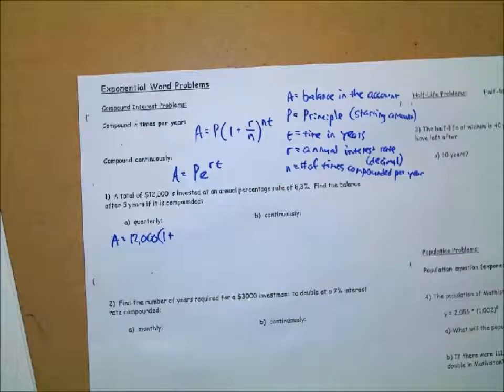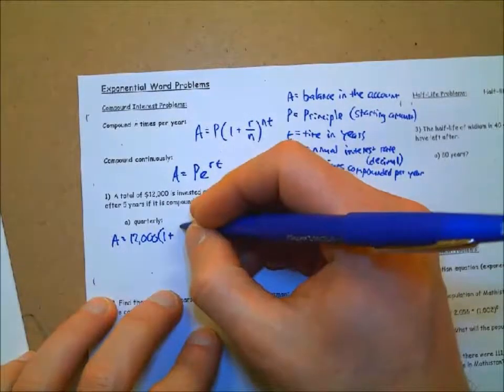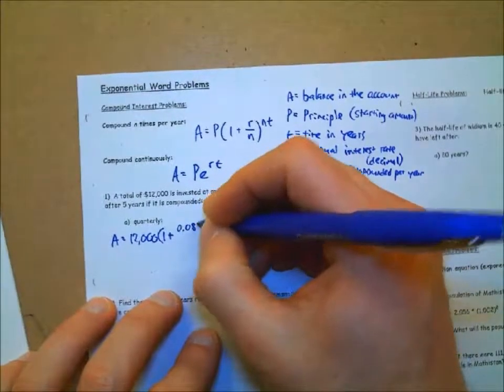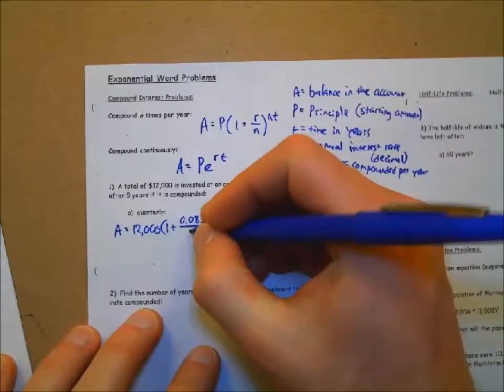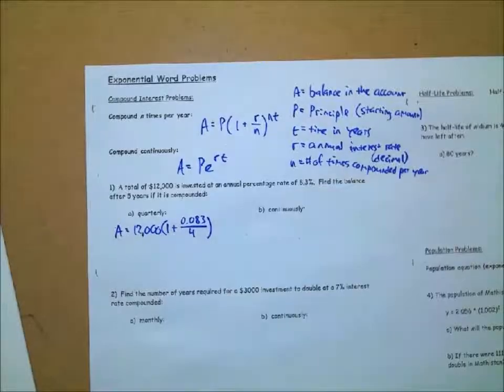Yeah, 0.083, either way you want to say it there. Yep, I'll do the 0.0 part just because that's what I said first. Over N, number of times per year. Well, if it's compounded quarterly, how many times is that? 4 times, 4 quarters in a year.